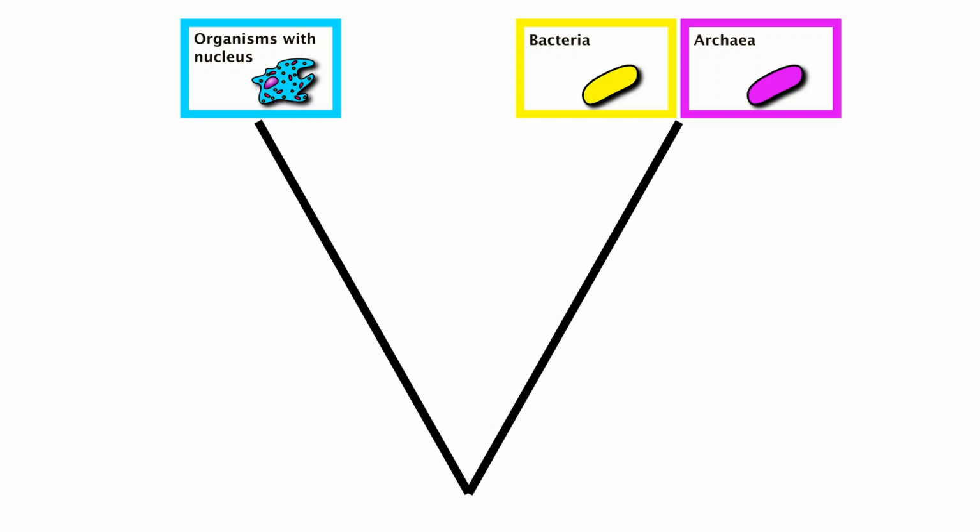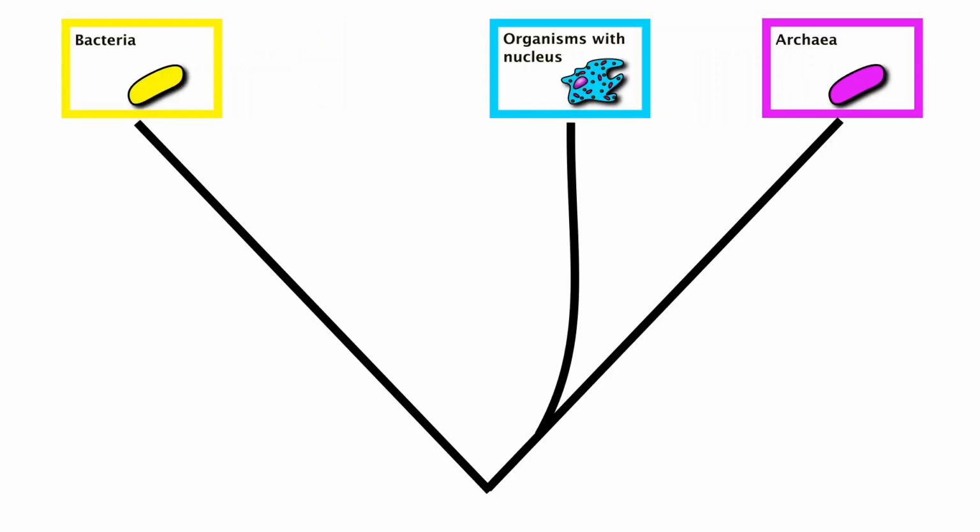Unexpectedly, however, the most interesting aspect of this study concerned a group of organisms not really in the focus of the analysis, our own group of nucleus containing organisms. The genes from our group were intermediate between the genes from bacteria and archaea, with sequences rather resembling archaea than bacteria.